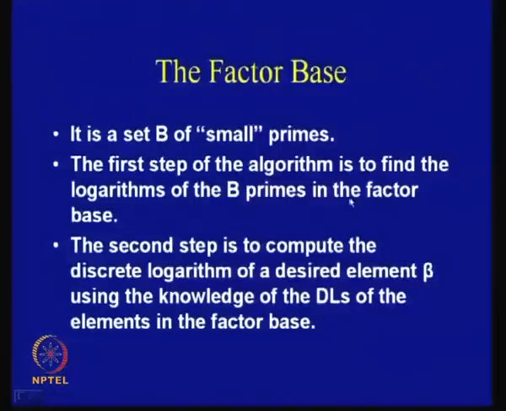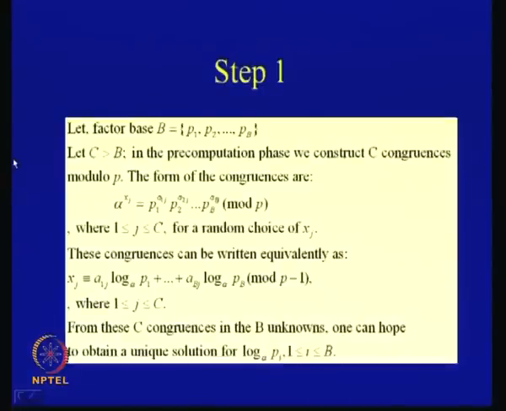So the first step of the algorithm is to find the logarithms of the B primes in the factor base. The second step is to compute the discrete logarithm of a desired element beta using the knowledge of the discrete logs of the elements in the factor base. Okay. So let the factor base be equal to p1, p2 and so on till pB, and assume that C is greater than B, that is, C is some number which is greater than B. Okay, it could be like B plus 10 or B plus 20 something in the pre-computation phase.